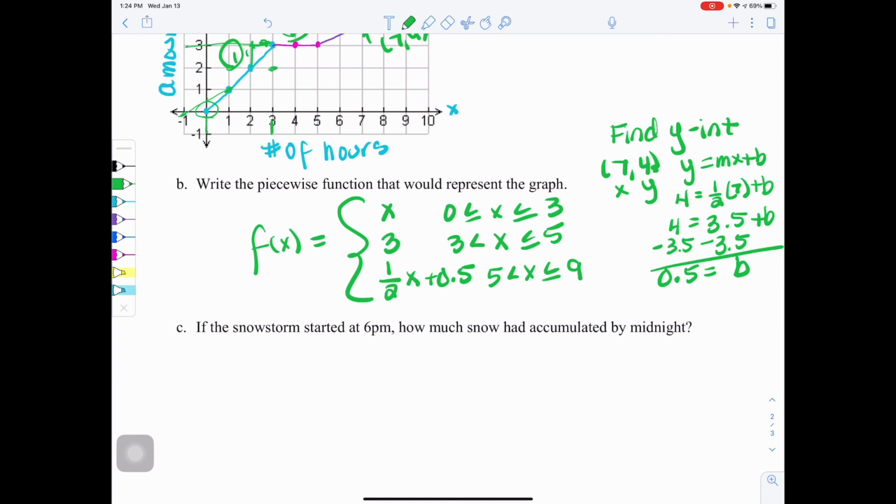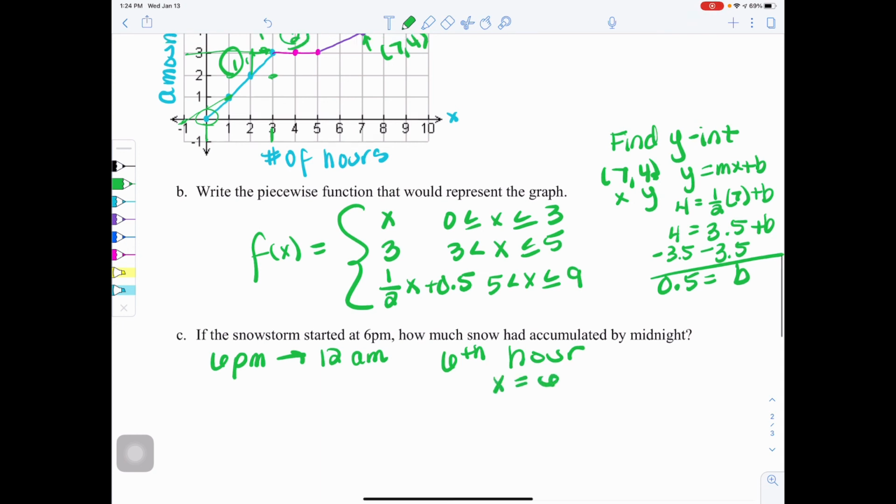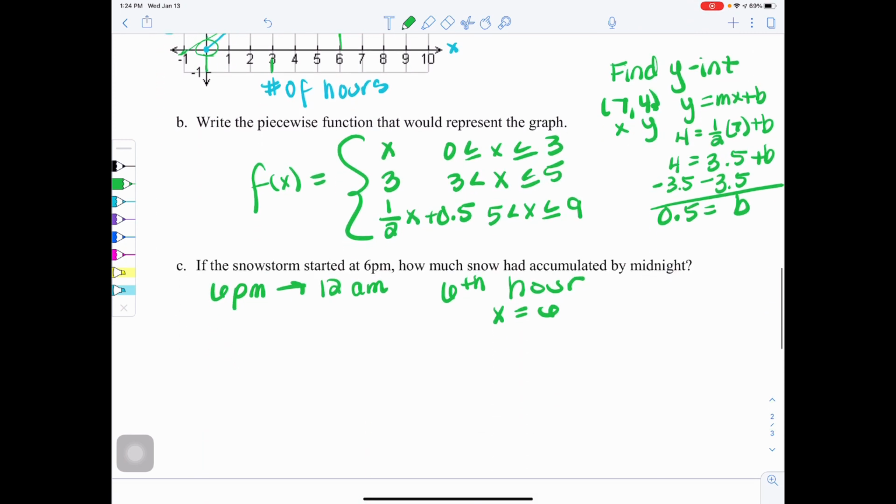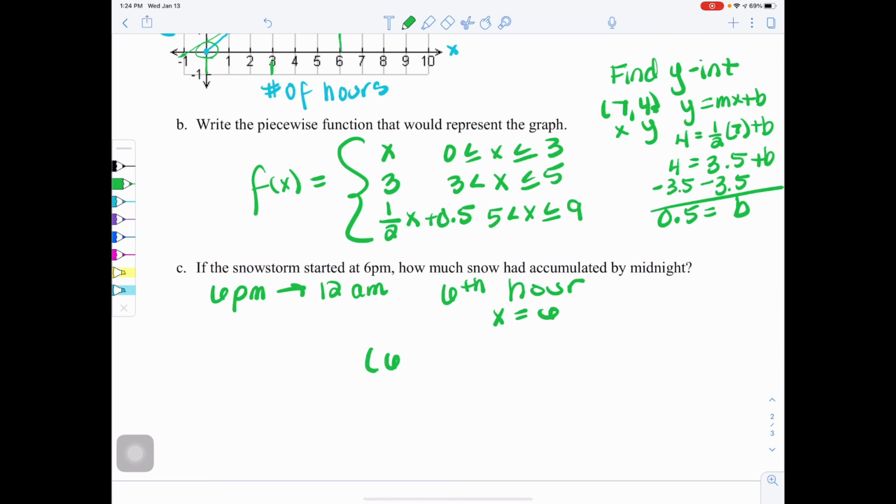Part C, if the snowstorm started at 6 p.m., how much snow had accumulated by midnight? Okay, so we're starting at 6 p.m. and we're going to midnight, which is 12 a.m. So you're looking at 6 hours from the starting point, so the 6th hour. So that means we want to look at an x value of 6. So I'll go up and find 6 and follow it up. And I see that it's hitting right there at 3.5.